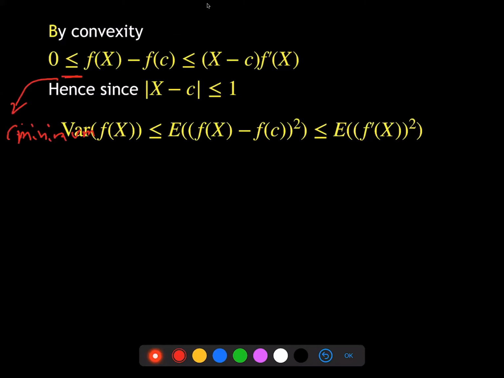Parce que x et c sont dans l'intervalle 0,1. D'accord? Donc leur différence est entre moins 1 et 1. Et donc en valeur absolue, c'est plus petit que 1. OK? C est une constante ou non? C est une constante, c'est un point où f atteint son minimum.